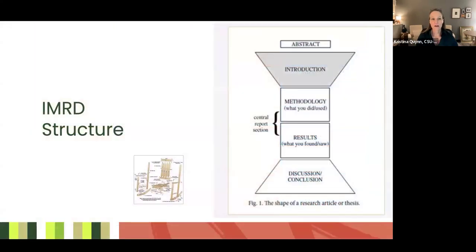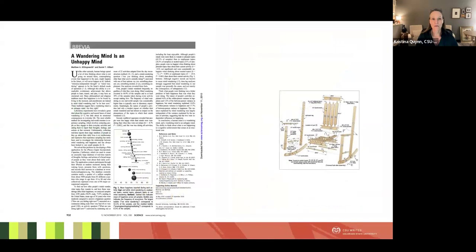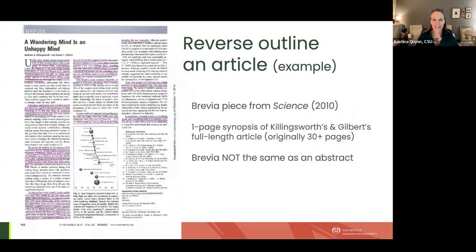So let's take a look at an article. We're going to look at "A Wandering Mind Is an Unhappy Mind." Again, notice the title: we already know the argument of this paper. They're declaring that when your mind wanders, you are less happy. That is still argumentative. They're declaring it, but it's a good story for us to take a look at. We're going to reverse outline this.